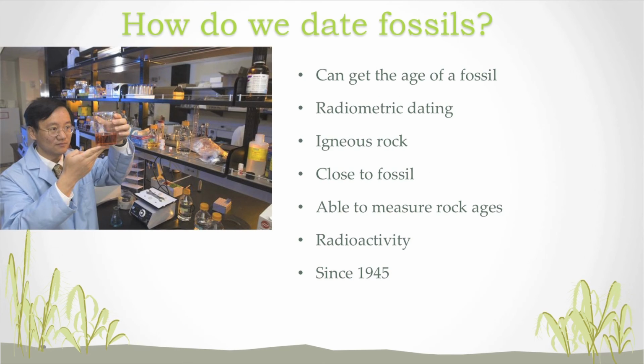How exactly do we date fossils? We get the age of the fossil through radiometric dating of igneous rocks close to the fossil. We have been able to measure the actual ages of some rock through radioactivity since about 1945.